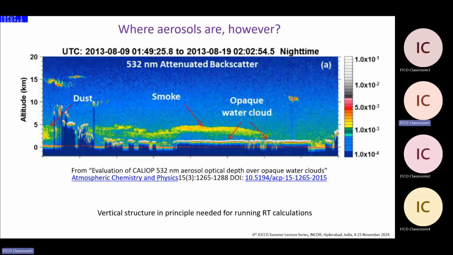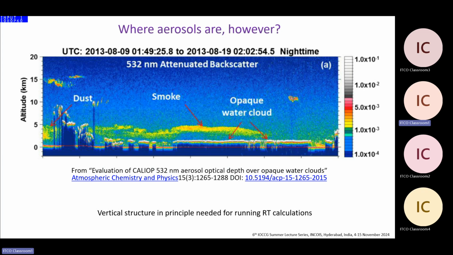What we didn't mention is that you can select a model and do all sorts of radiative transfer calculations, but the other thing you need to know is where these aerosols are in the atmosphere. This image is a LiDAR profile showing different layers in the atmosphere. The altitude is from 0 to 20 kilometers. This is a smoke plume, this is a dust plume, and so on. But here you have some clouds as well.